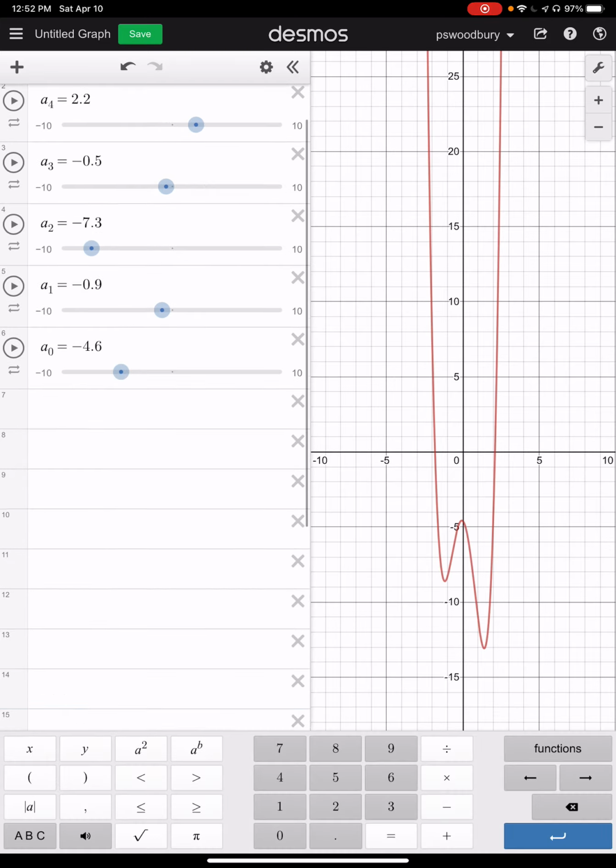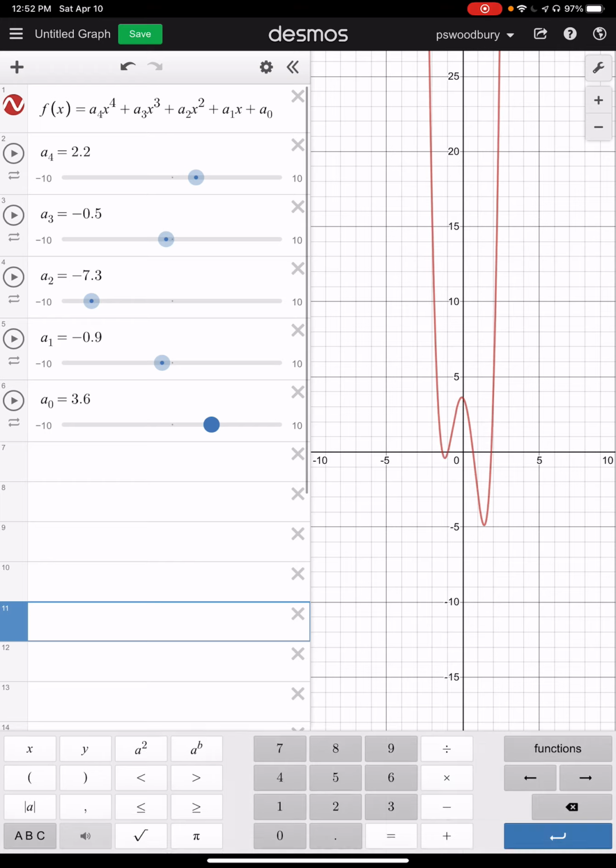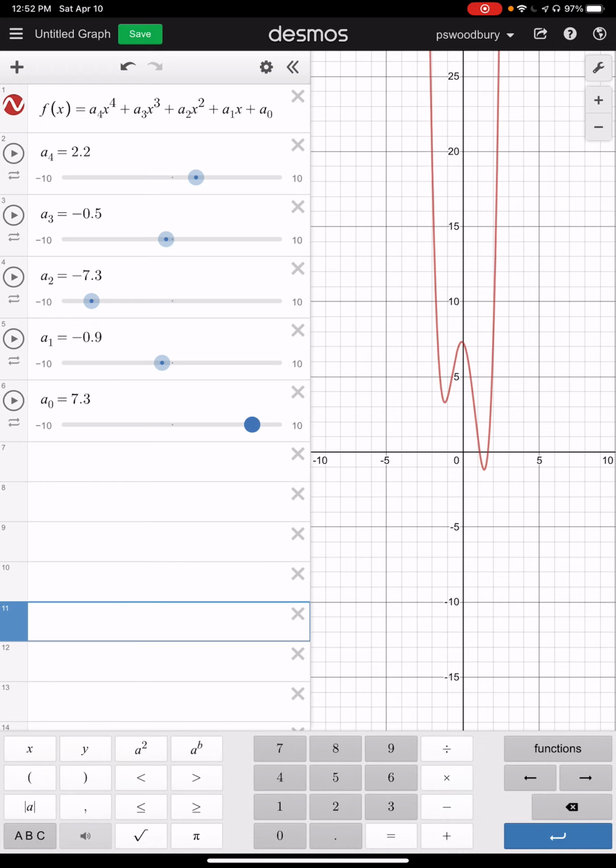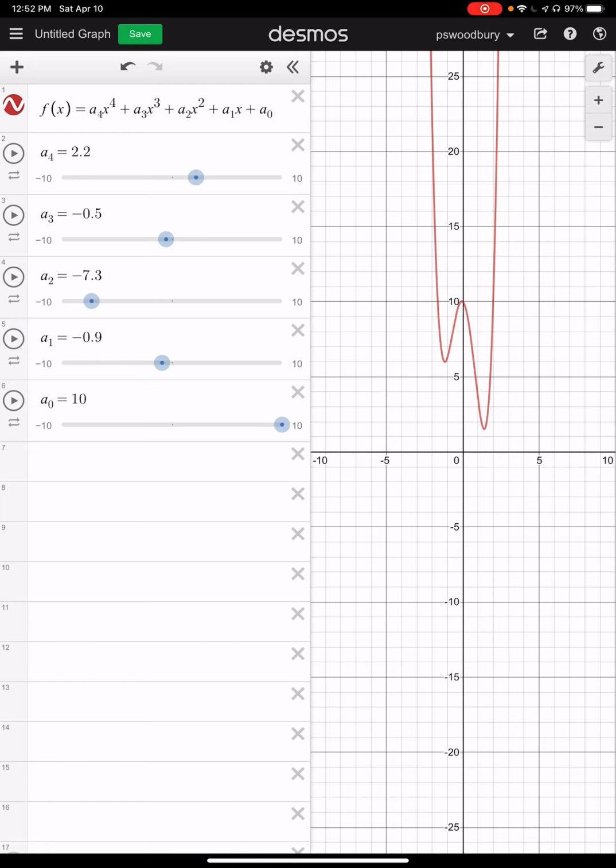I can scroll up. I can move my slider up, and you can see that, yes, indeed, I go all the way to 10, my vertical intercept is indeed at the output of 10. So no matter what my a sub 0 is, that is my vertical intercept. And we can see that mathematically here as well. So for question A, that statement is a true statement.